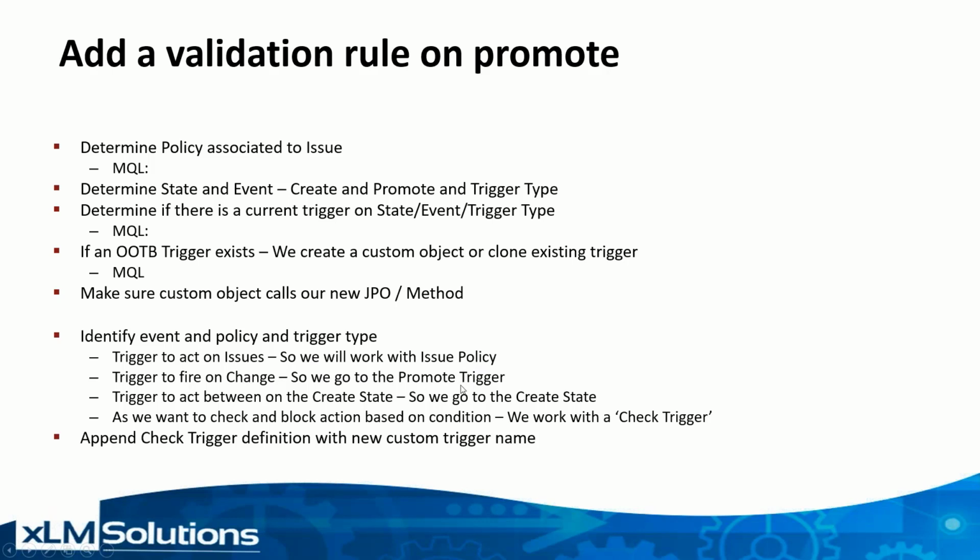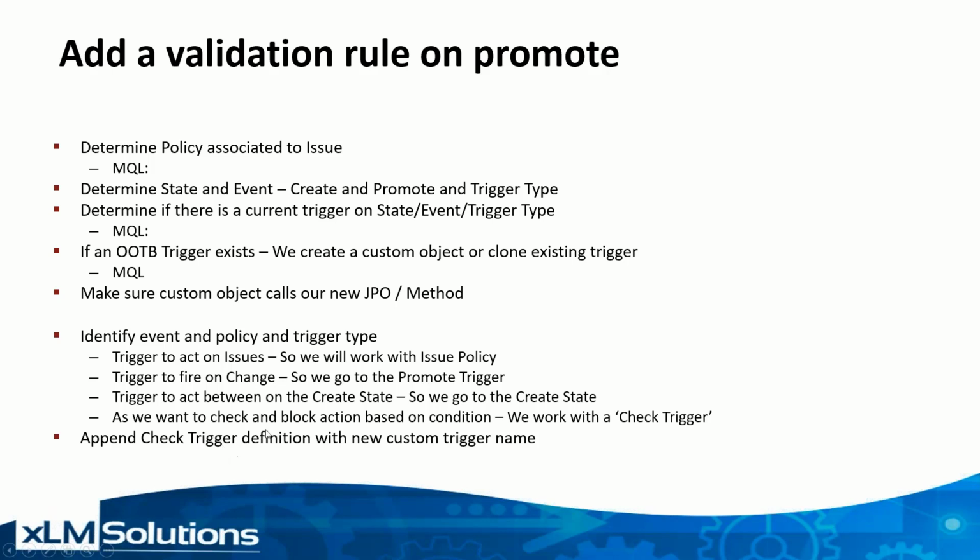So we'll go to the promote trigger, and we want it to act between the create state and the next state. So we'll go to the create state within that policy. And we want to check and block an action based on a condition. So we're going to do a check trigger versus an action trigger, which would happen after the fact. And then finally, we'll append the trigger definition of our new custom trigger name.